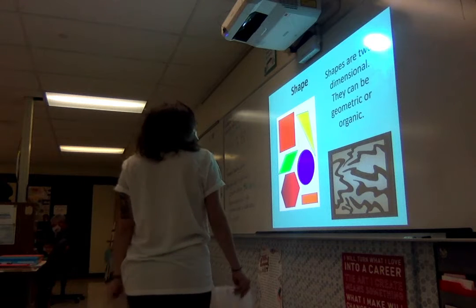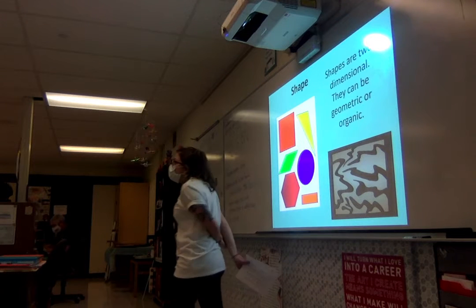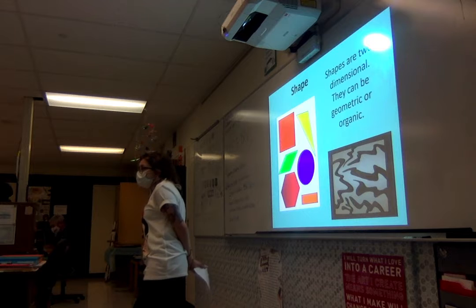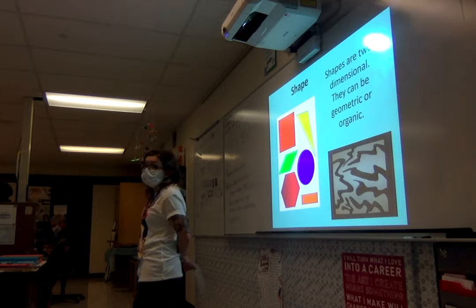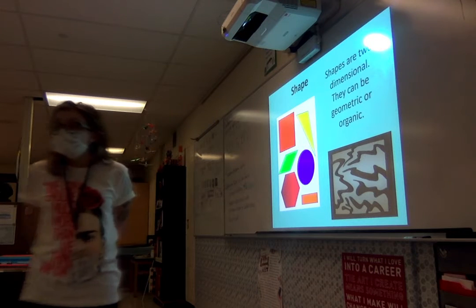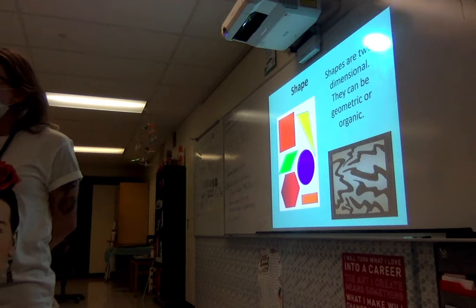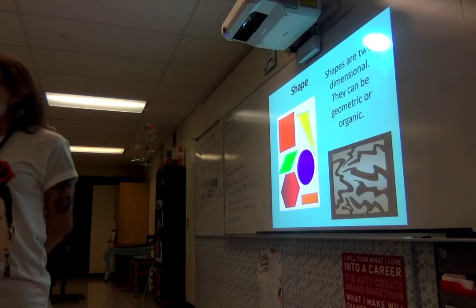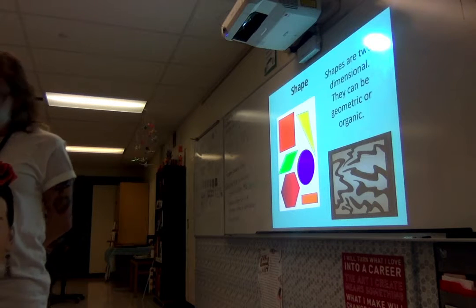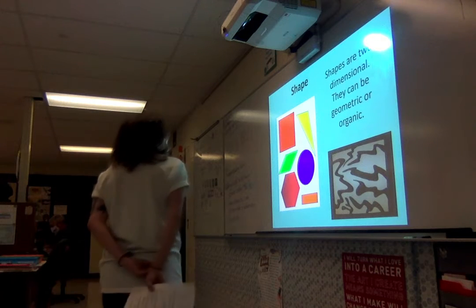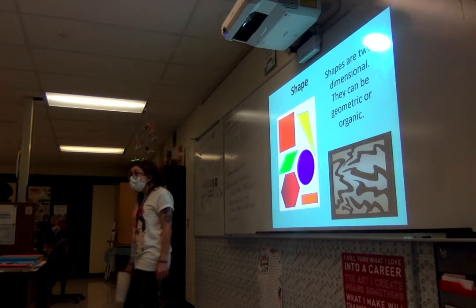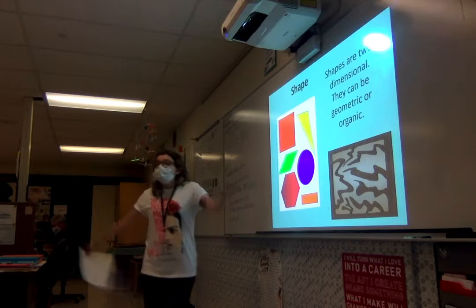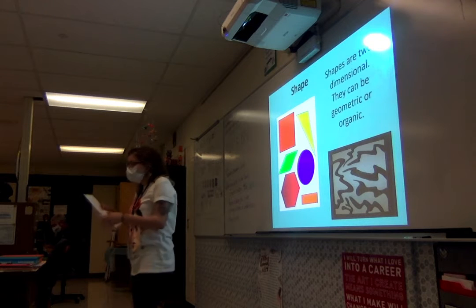They are two-dimensional. They can be geometric or organic. Does anyone want to try and tell me the difference between geometric and organic lines? Yes? Perfect. So in case you didn't hear him, he said geometric shapes are just like normal shapes you would find in geometry, and organic shapes are everything else. So all of the shapes you would find in nature.